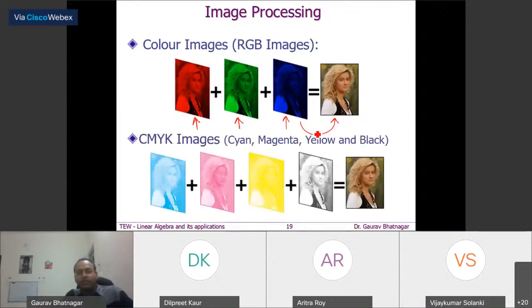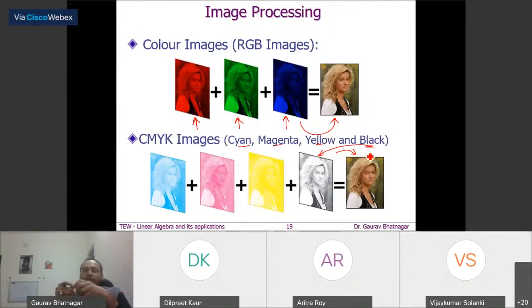The other model is called the CMYK model, where the colors we consider are cyan, magenta, yellow, and black. Whenever you overlay these images, you get the color image. The black here is nothing but the grayscale which we had in the previous case. So these three colors along with the grayscale version of that particular object will give you a color image. So this is all about the color image.